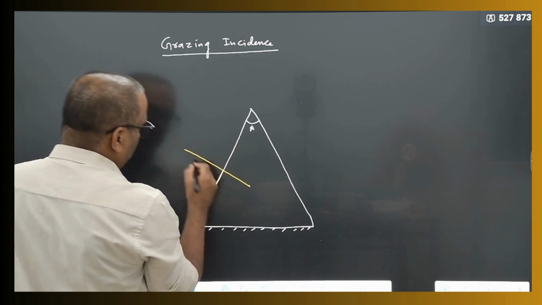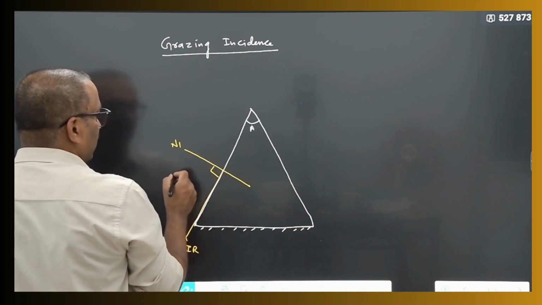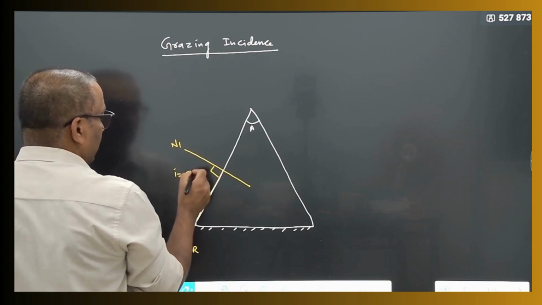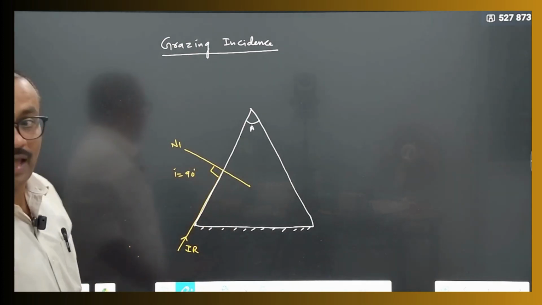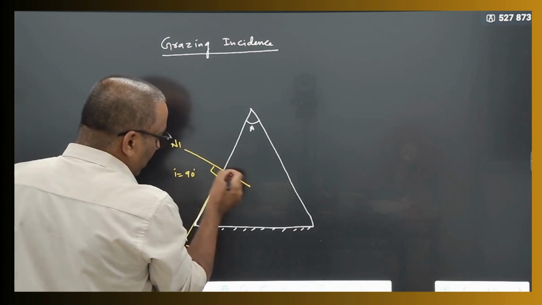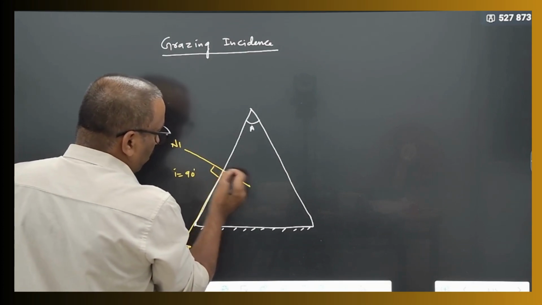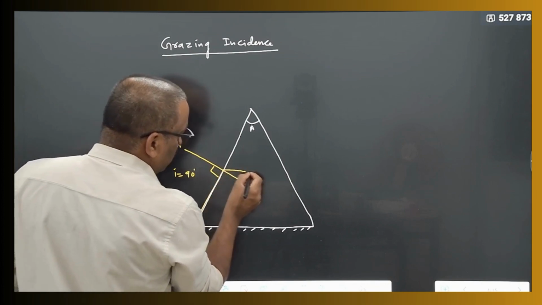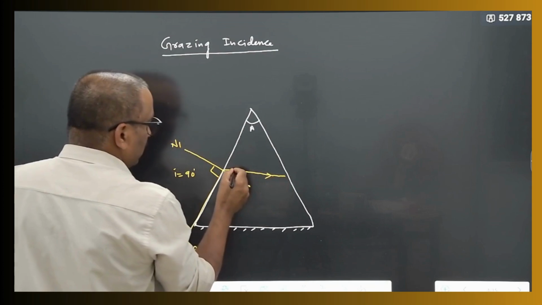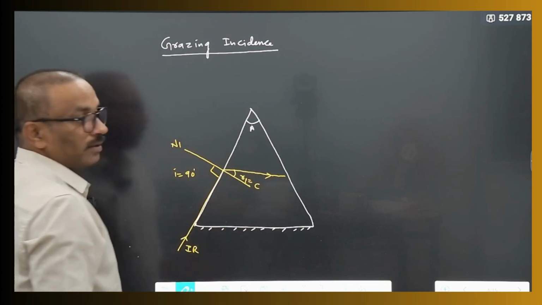And this is your normal, normal 1. So this should be your 90 degree. The angle of incidence is nothing but 90 degree. The angle of incidence is 90 degree compulsorily. The light ray is entering into the denser medium, so it will bend toward the normal here. So this should compulsorily be: R1 should be equal to the critical angle.